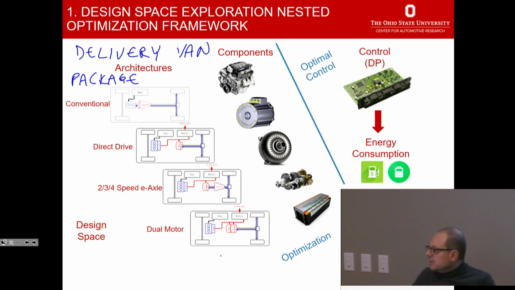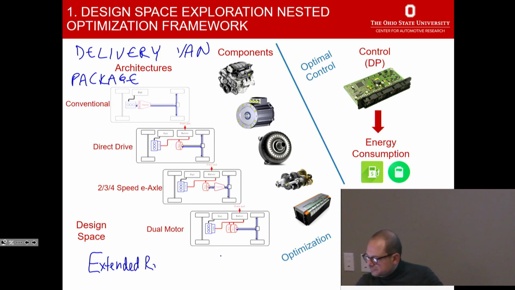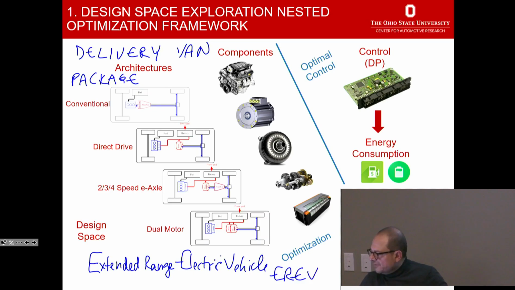So maybe we should think of them as electric or hybrid vehicles. And the architecture that was selected for this project, which is a project that we're doing now, is an extended range electric vehicle, sometimes abbreviated EREV. What does it mean, extended range electric vehicle?